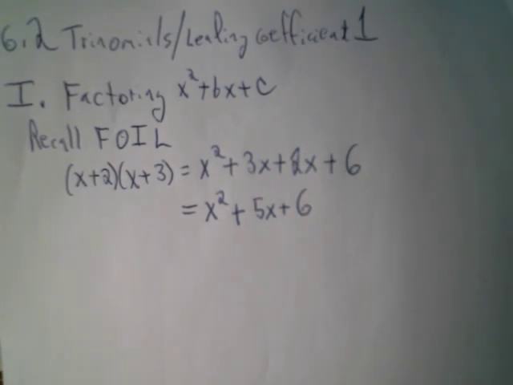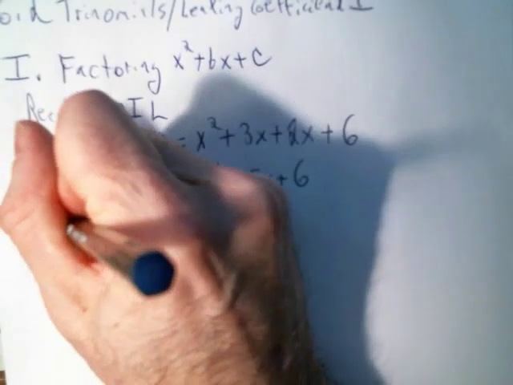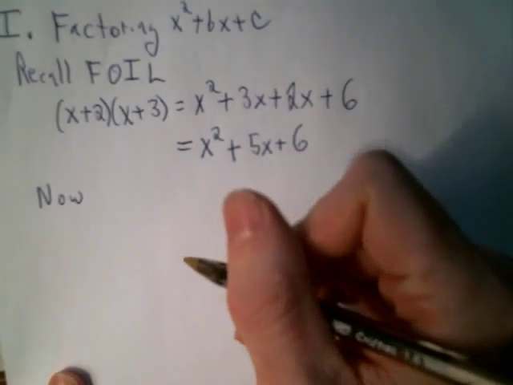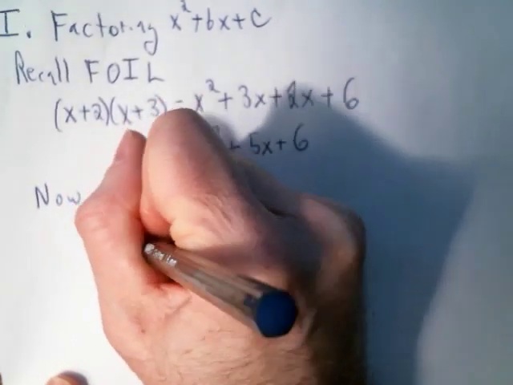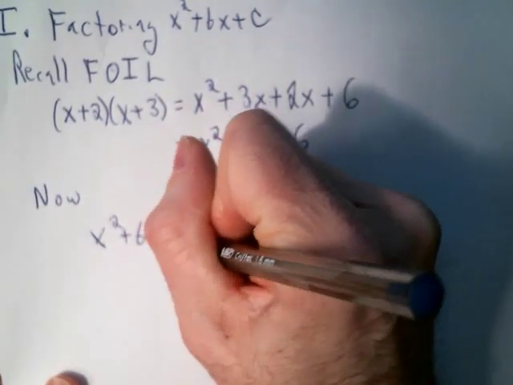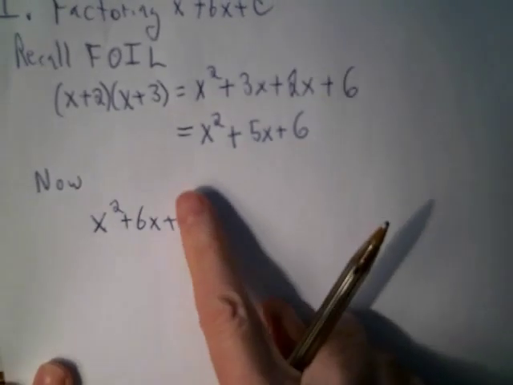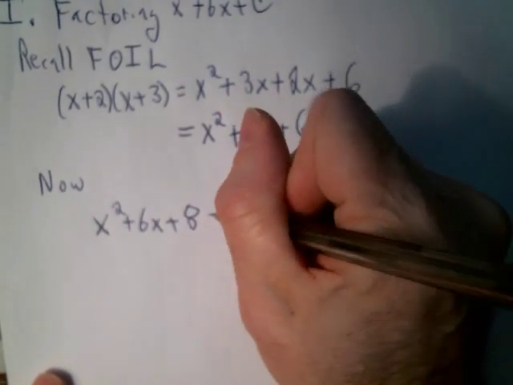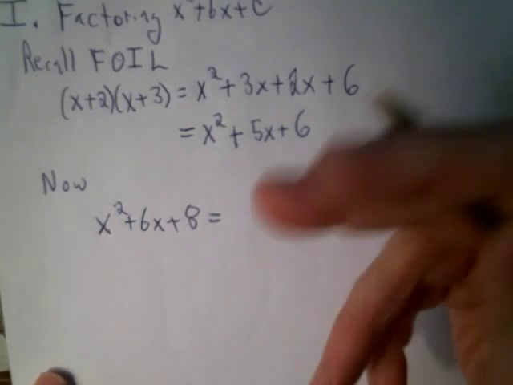Now we want to go in the other direction. We'll be given something like x squared plus 6x plus 8, and what you're trying to do is turn this into something that looks like a pair of binomials. We'll go through the method, and it usually comes down to trial and error.